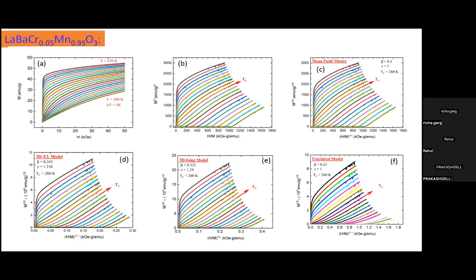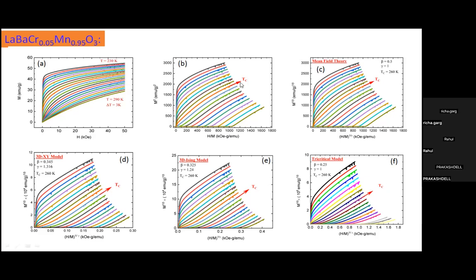So coming back to the magnetization study, look at figure one. Figure A is the magnetization versus magnetic field, which we call the MH plot, in the first quadrant. I have taken a temperature range from 230 Kelvin to 290 Kelvin at intervals of 3 Kelvin. Is it visible? Yes, it is visible. The second plot, figure B, is known as the Arrott plot, which is M square versus H over M.